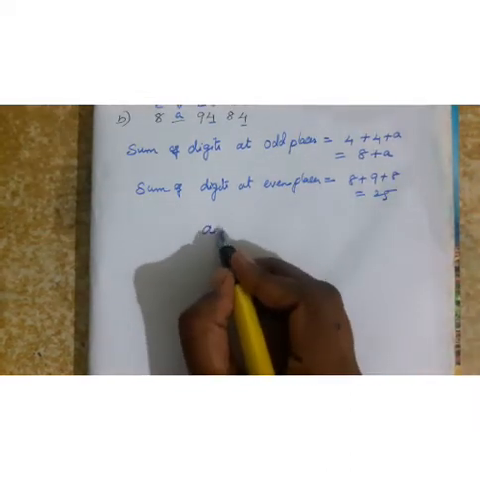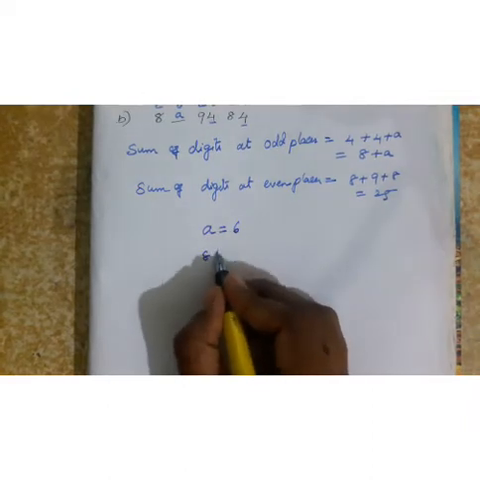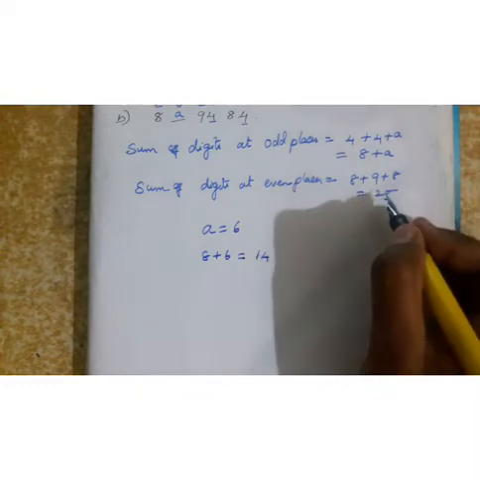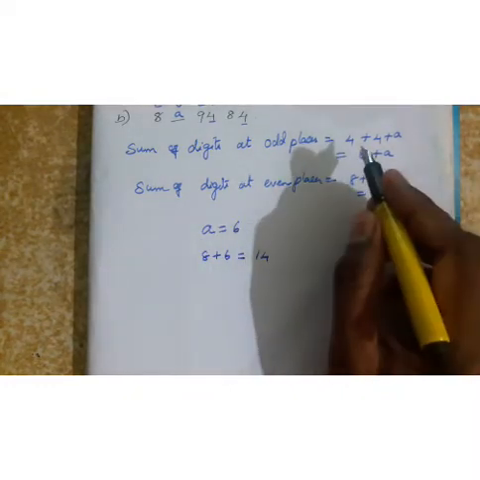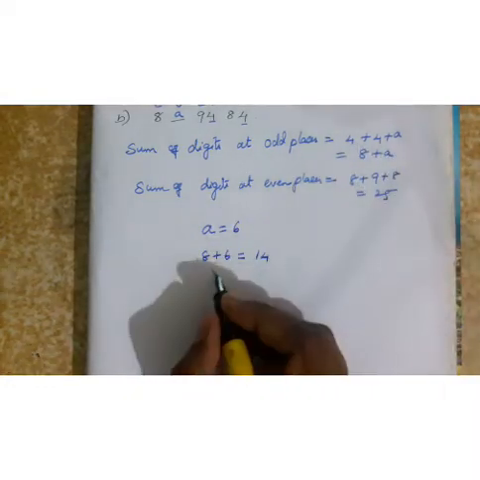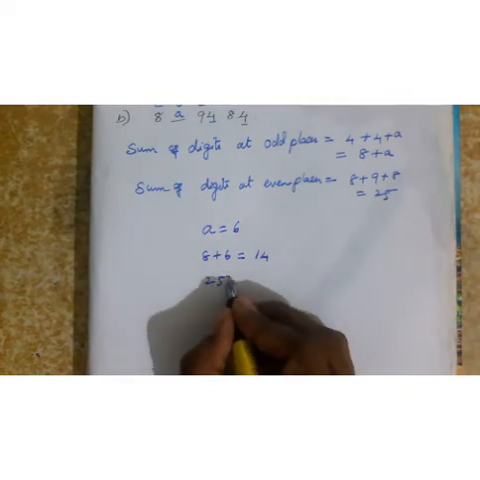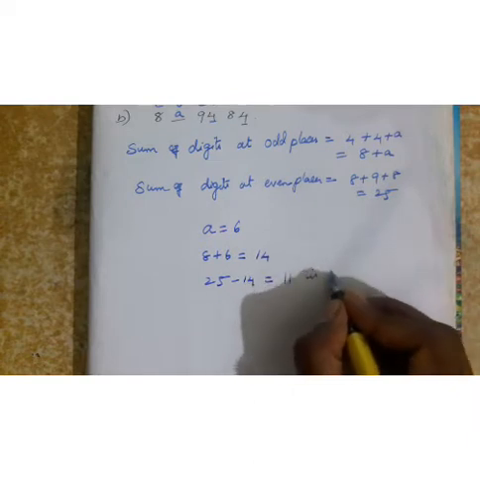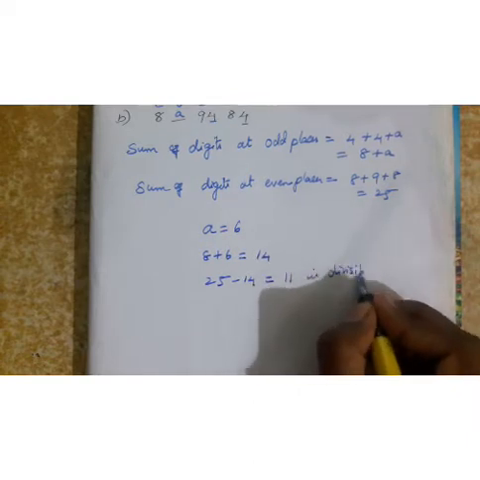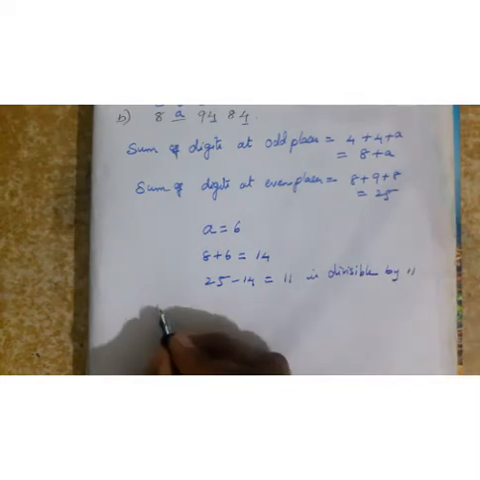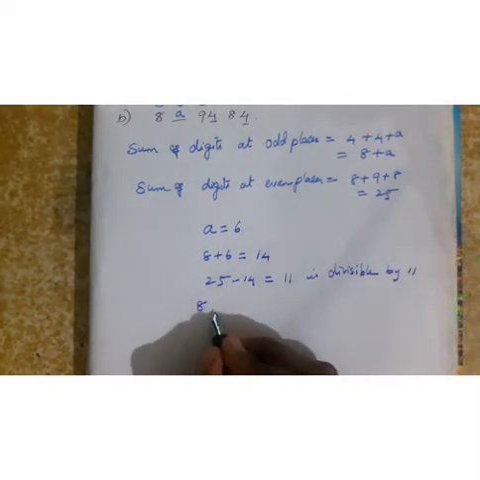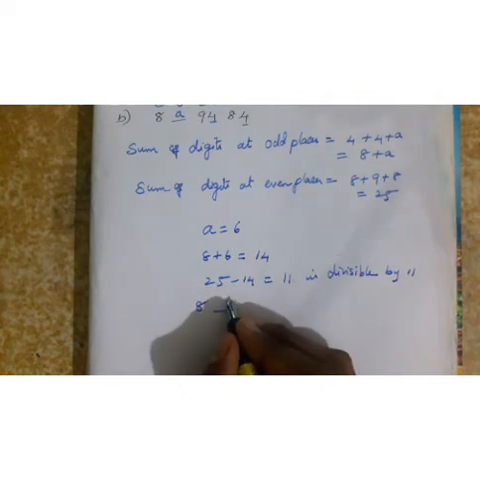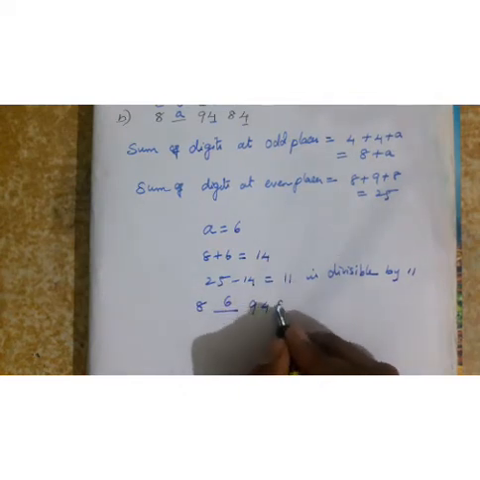So if we take A equal to 6, 8 plus 6 is equal to 14. If we find the difference between sum of digits at even places and sum of digits at odd places, we get 25 minus 14 equal to 11. 11 is divisible by 11. Therefore, the number in the blank space should be 6. 869484.